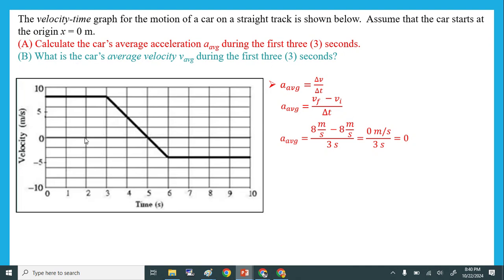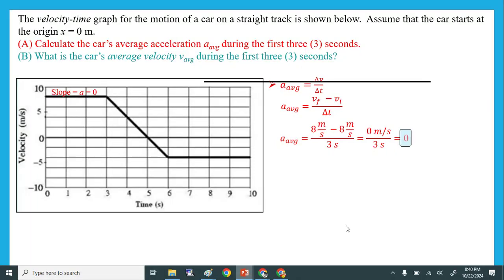If you follow the graph at 3 seconds, you go up, the velocity is 8. And at 0 seconds, you go up, the velocity is also 8. So my final velocity at 3 seconds is 8, and my initial velocity at 0 seconds is also 8. 8 minus 8 is 0. 0 divided by 3 seconds is just 0. So the answer for this one is 0, which is consistent with what we concluded earlier. The slope of a velocity time graph is your acceleration, but there is no slope here. The slope is 0, as I indicated on my graph. Therefore, we can safely say that the acceleration is equal to 0.